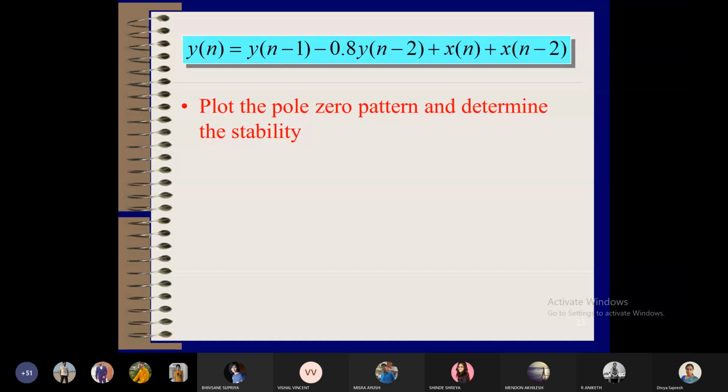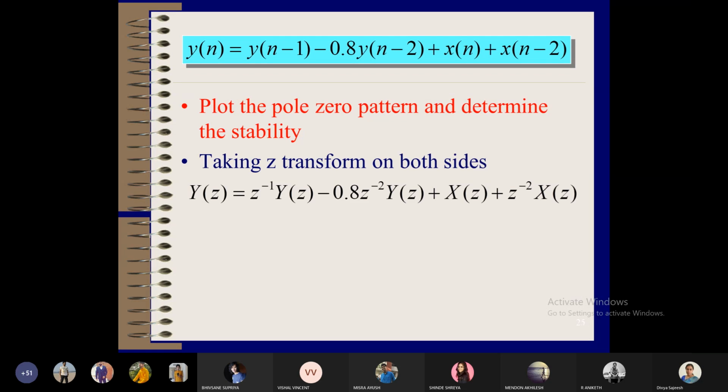So a difference equation is given: y of n equal to y of n minus 1 minus 0.8 y of n minus 2 plus x of n plus x of n minus 2. You have to plot the pole zero pattern and determine the stability of the system. If you want to obtain the poles and zeros, you have to obtain the form H of z, so you have to convert this difference equation into the z domain.